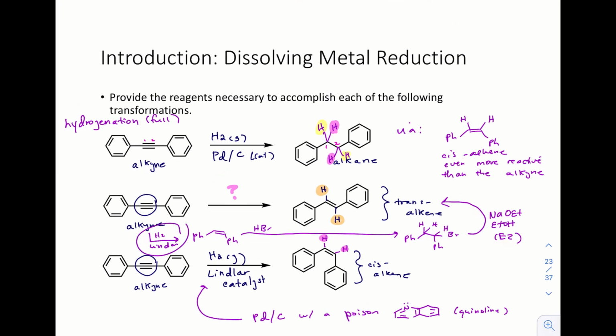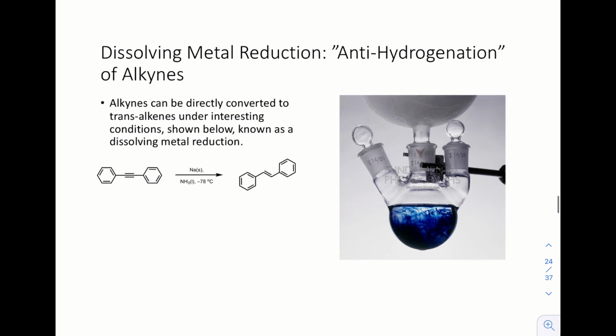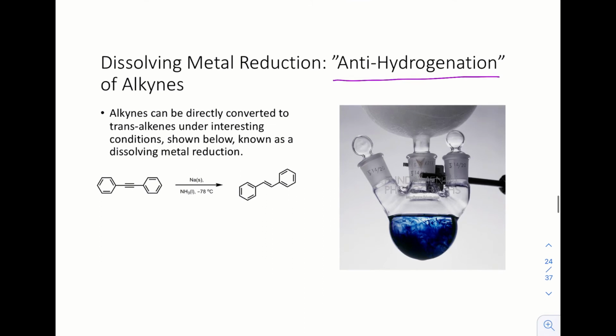I thought that was a 1, 2, 3-step process. Maybe we can learn a 1-step process that proceeds via radical conditions. Let me share with you a very interesting reaction, and that's called the dissolving metal reduction. It essentially performs an anti-hydrogenation of alkynes. And it's really just an anti-addition of H2. Okay, so alkynes can be converted directly to trans-alkenes under these amazing, awesome, interesting reaction conditions.